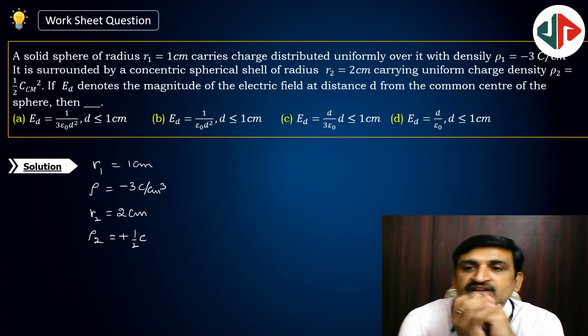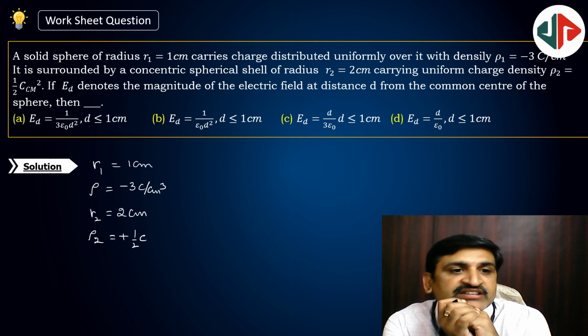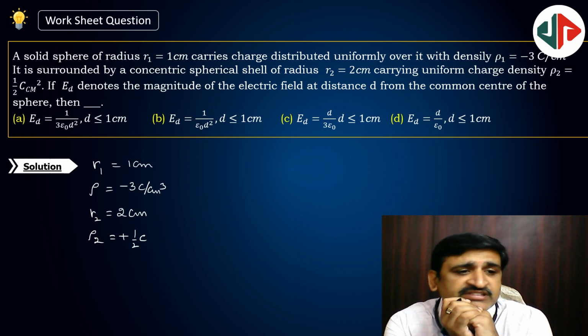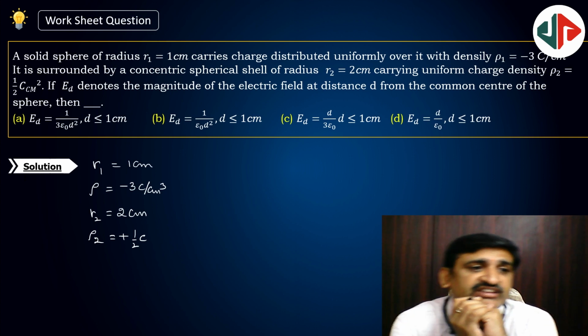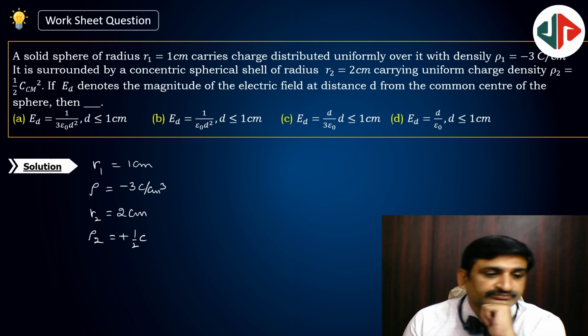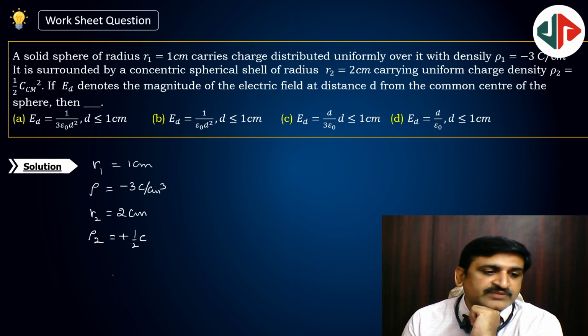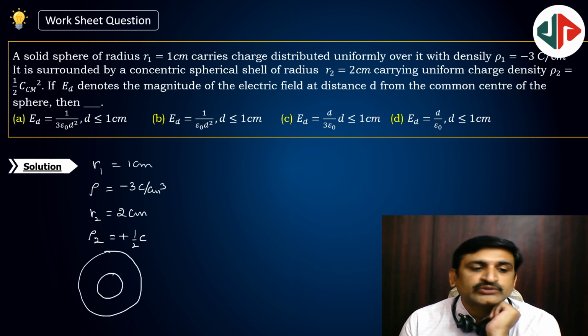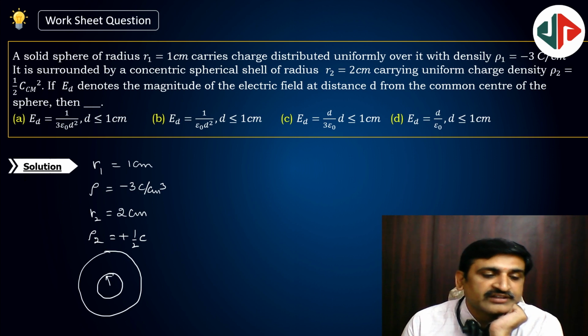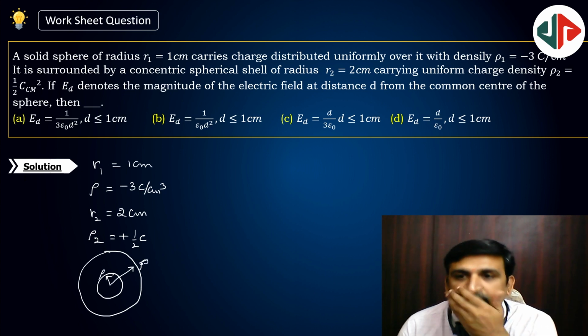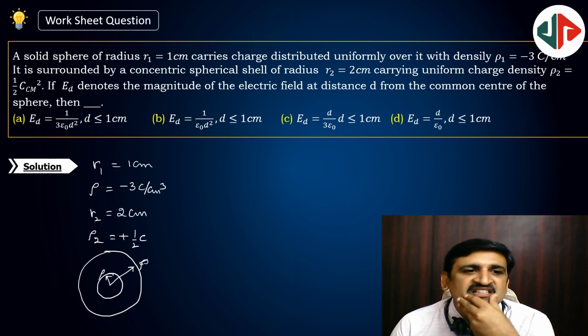D is 1 centimeter only. He is asking R1 is equal to 1 centimeter. That means he is asking electric field on the surface of the inner sphere. So this is 1 centimeter only, no? And this is 2 centimeters. And here is one type of rho, and here is another. And these are all spheres. Second one is a shell, first one a sphere.